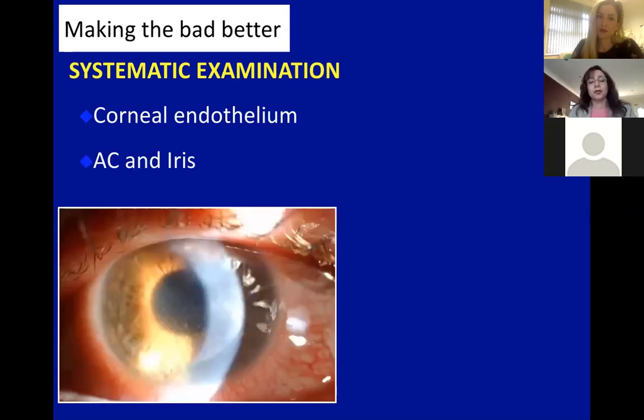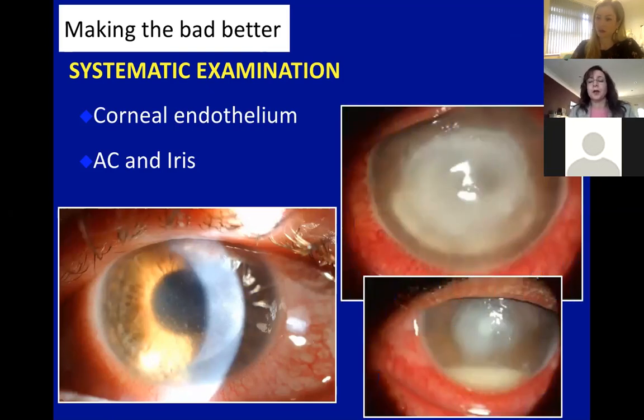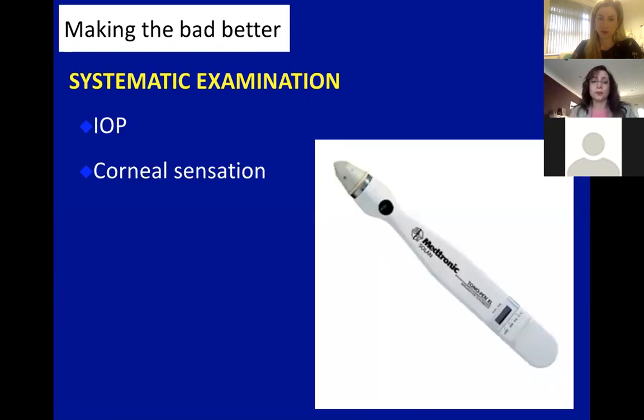Now, check the endothelium, do transillumination, look at your AC and look at the iris. And if you have KPs and they are pigmented, then you know this is old. But if you see new KPs, then you know there is activity and there is something else going on that you have to look at. And check also for hypopyon. So if you have an inverted hypopyon like this one, or if you have a plaque on the back of the cornea, then these are signs of fungal infection.